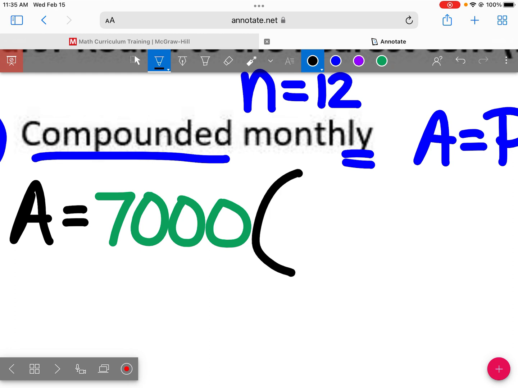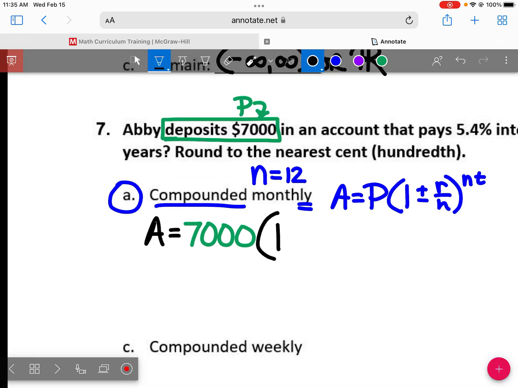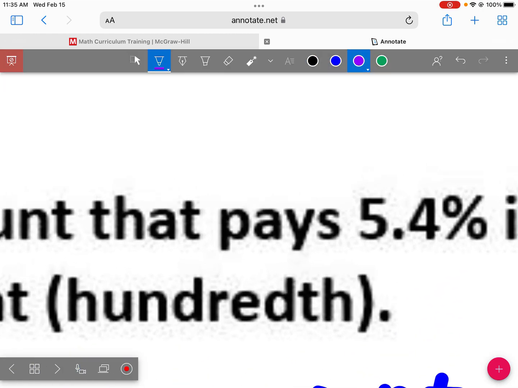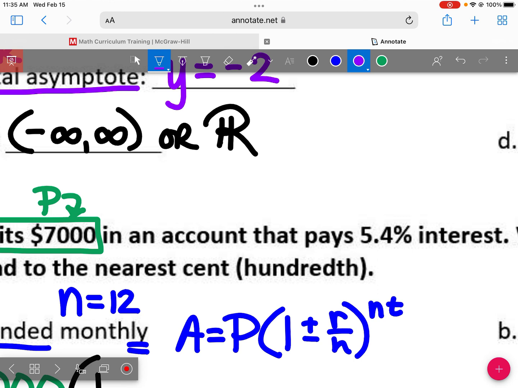And then parentheses, 1, and then would I go with the plus or the minus? Because we can't use a plus minus, I got to pick one. Plus. Why plus? You're absolutely right. Deposit tells me that that's what they started with, but how do I know it's a plus? Because it's how many in 4 years, so you're adding money.